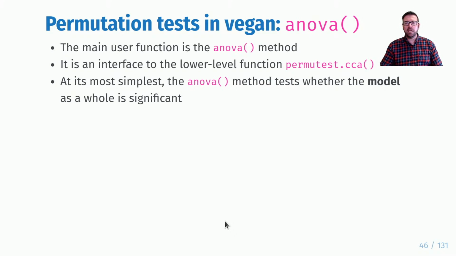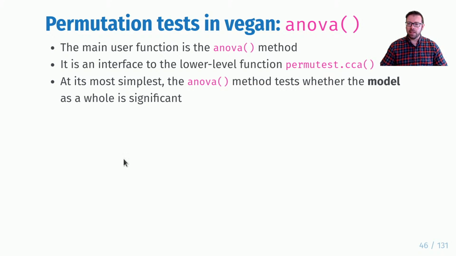And as we've just seen, the way we do this is using the anova function. So it was anova that was actually generating the permutation test. There's no analysis of variance going on here. It's just how anova is usually used for regression models for testing. So vegan took the same thing. And anova is just an interface to a lower level function called permutest.cca, which is what's actually doing the permutation testing. But anova is sort of the user-friendly interface to that.